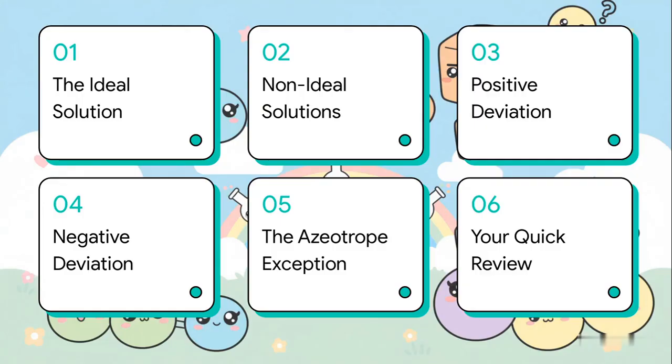So here's our game plan. We'll kick things off with the so-called perfect ideal solution. Then we'll get into the real world and see how most solutions actually deviate from that. After that, we'll check out a really cool exception called azeotropes, and we'll wrap it all up with a quick review. Sound good? Let's jump in.